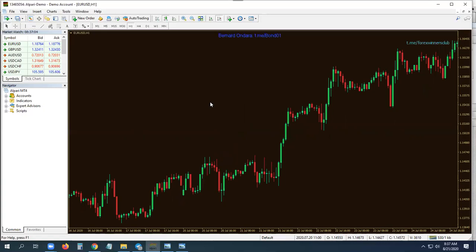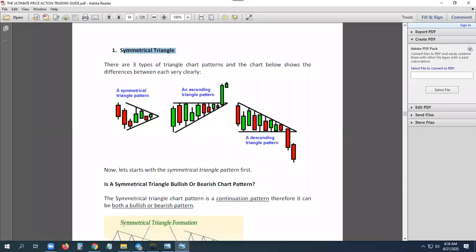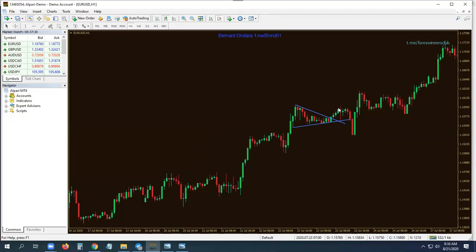What about what I'm seeing here? Touch, touch, touch, touch. They are moving together. This is the first one we saw, symmetrical. Okay, so like I said, in most cases, if you are in an uptrend, it will break to the upside to continue the trend. But sometimes it can break to the downside. So just wait until the breakout occurs and a pullback happens, then you can trade.